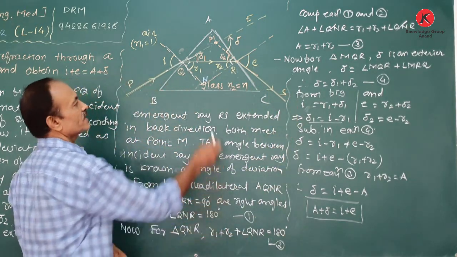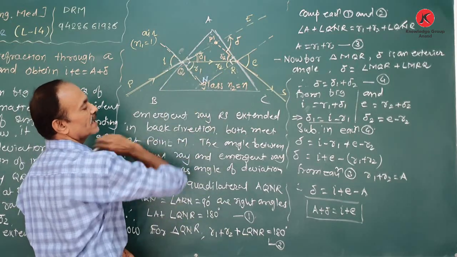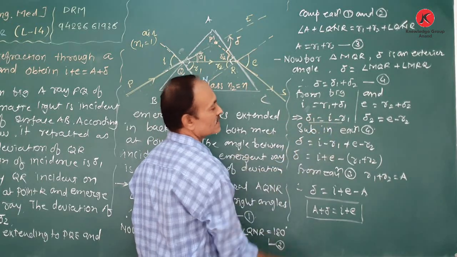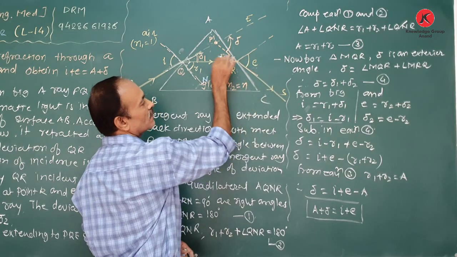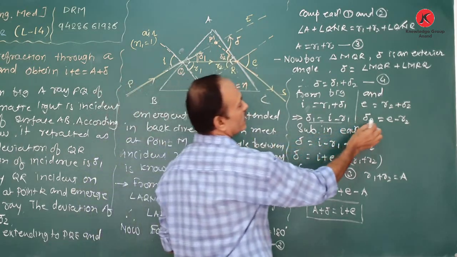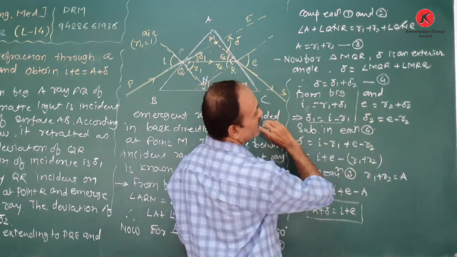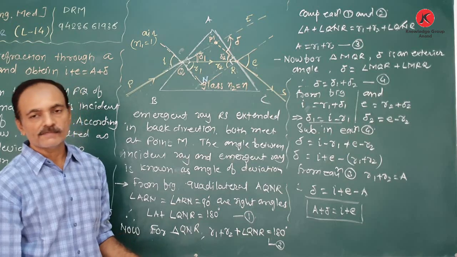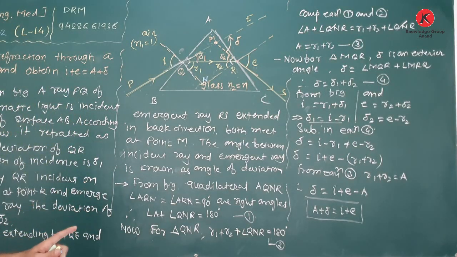From the geometry of the figure, angle i is equal to r1 plus delta 1. Therefore, delta 1 is equal to i minus r1. Similarly, angle of emergence e is equal to r2 plus delta 2. Therefore, delta 2 is e minus r2. After substituting these two values in equation 4, we obtain A plus delta is equal to i plus e. That is the important relation for the prism. Is this clear?